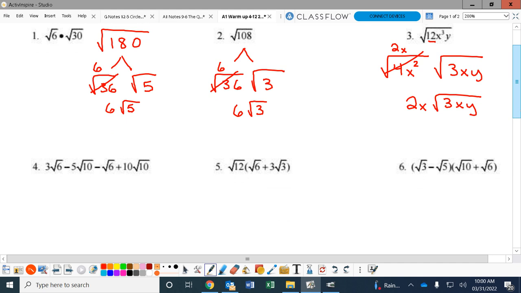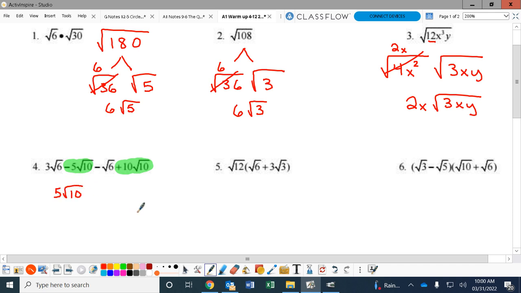Okay. For this next one, this is just like terms. I was actually impressed. Most people got this one right. This was actually one that went very well. Guys, you've got these two that have a square root of 10. The bigger one's going to go first, the bigger radical. So when you combine -5 and +10, that's going to give you 5 square roots of 10.